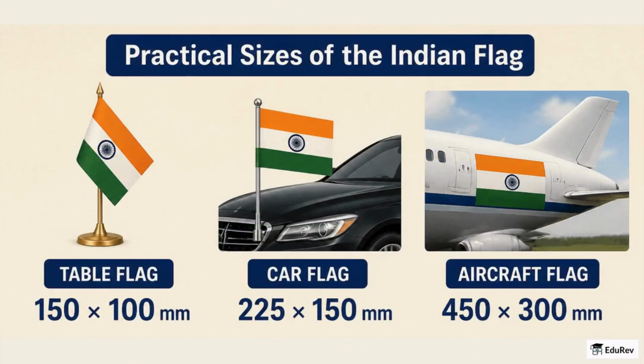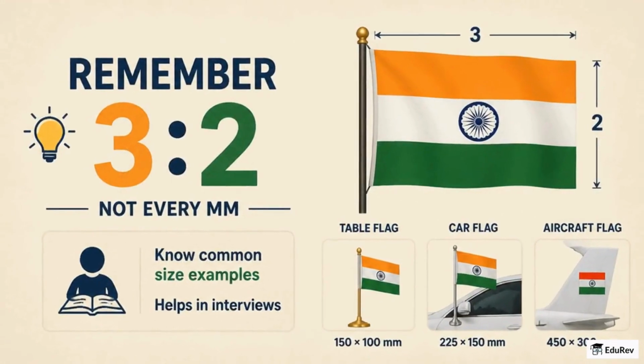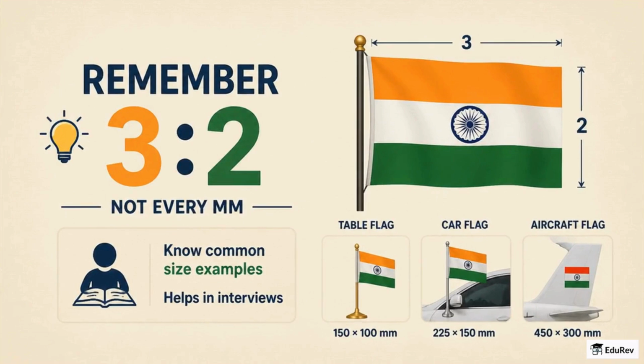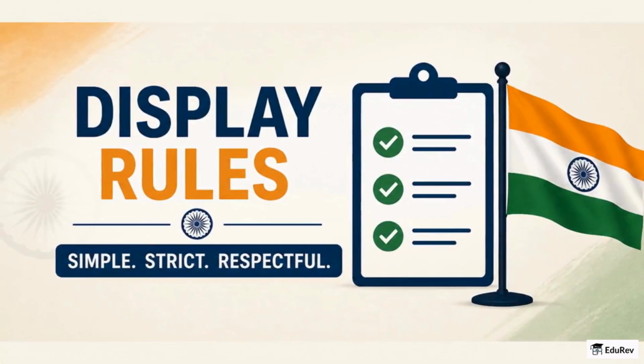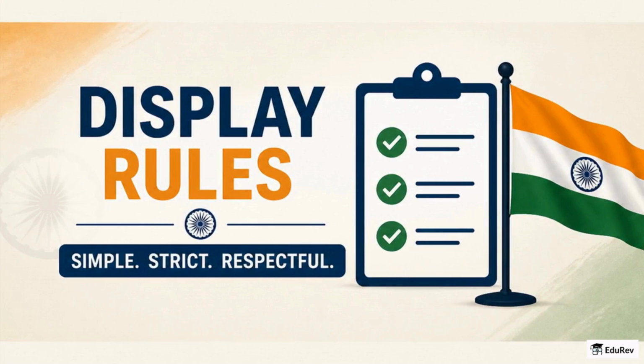Practical sizes used in government and public life include table flags at 150 by 100 millimeters, car flags at 225 by 150, and some aircraft flags at 450 by 300. Remembering the 3:2 ratio is easier than memorizing every millimeter dimension, but knowing the common size examples helps in interviews. Now the display rules. These are simple and strict so you can state them confidently in answers.